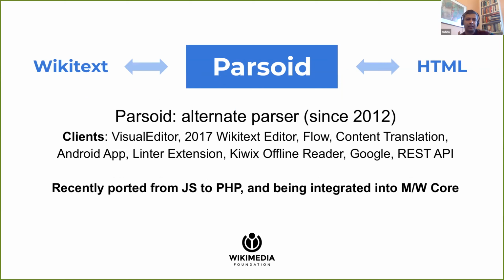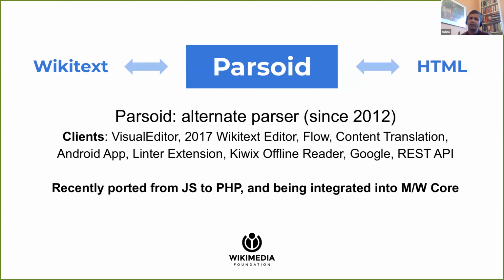Parsoid, on the other hand, was developed primarily for supporting Visual Editor, but since then it's evolved to take on a lot of other clients. It supports the 2017 Wikitext editor, so the preview button that you use comes from Parsoid. Flow uses Parsoid, as does content translation. The Android app is based on Parsoid's rendering. The linter extension that flags errors in Wikitext is also based on Parsoid's linting tool. The Kiwix offline reader uses Parsoid content. Google also uses Parsoid's API to extract information from the content to identify templates and so on. And if any of you use the REST API, it's also backed by Parsoid.